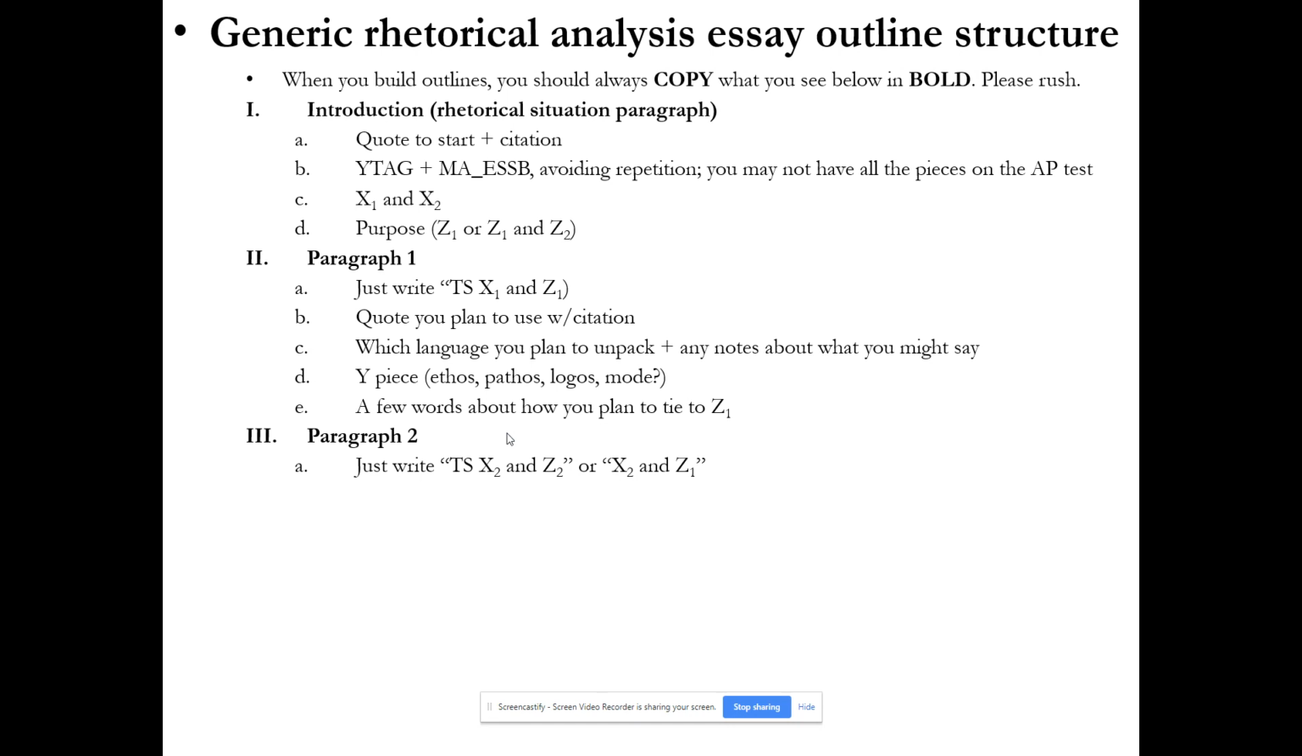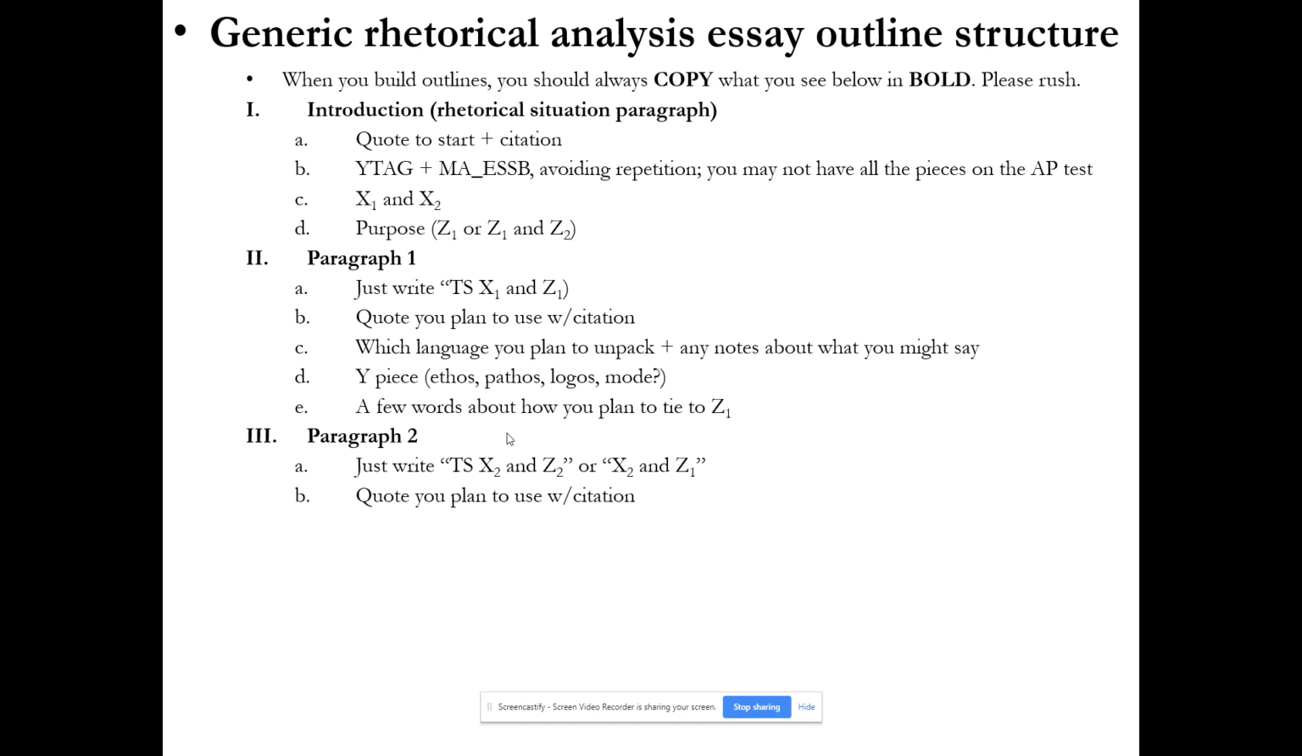So it would be body paragraph 1, X1 to Z1, body paragraph 2, X2 back to Z1. There's only one purpose. And so if you were to do that, you would have X2 and Z1 here in the outline. Just a few words to help you remember what it is that you are going to be referring to and writing for that topic sentence.